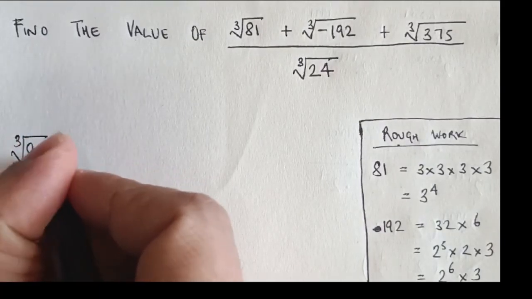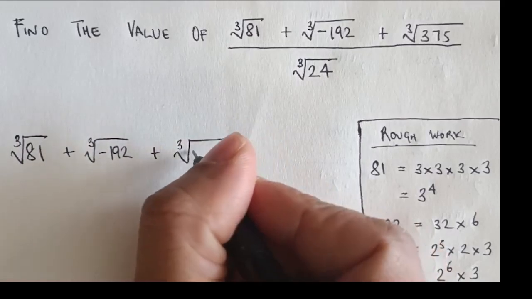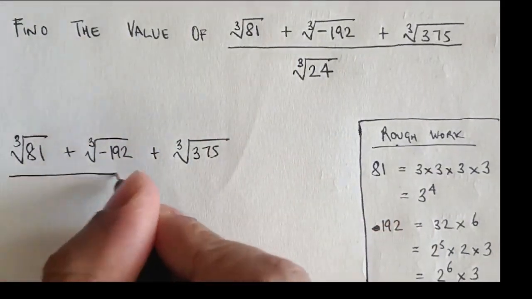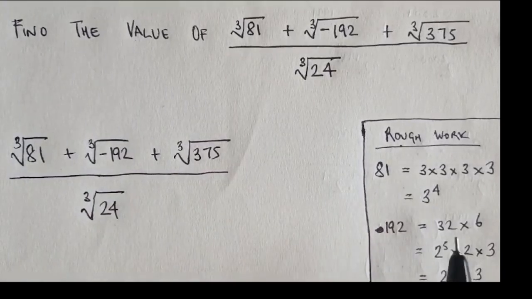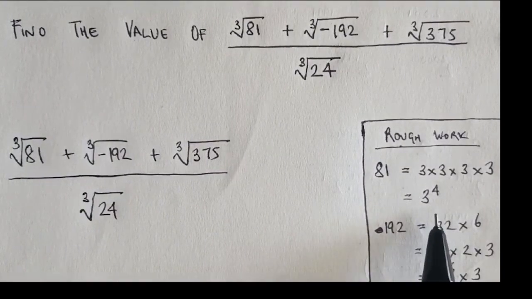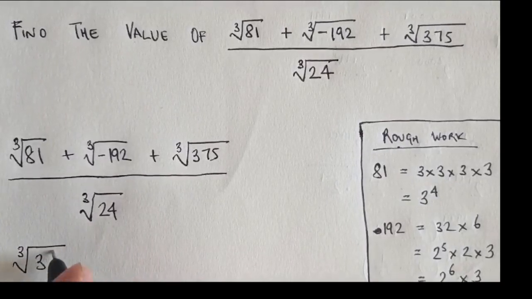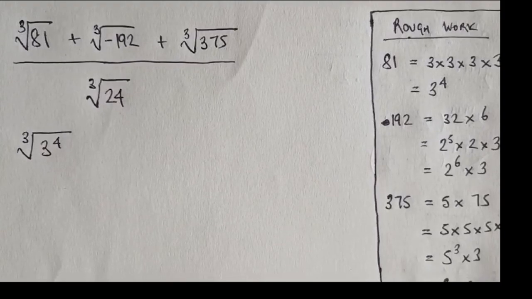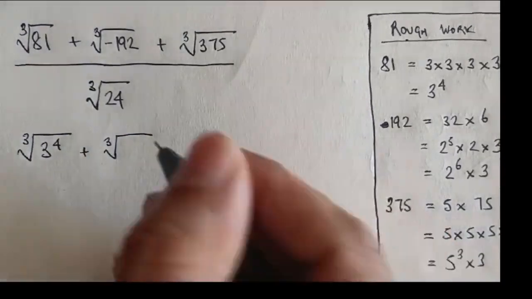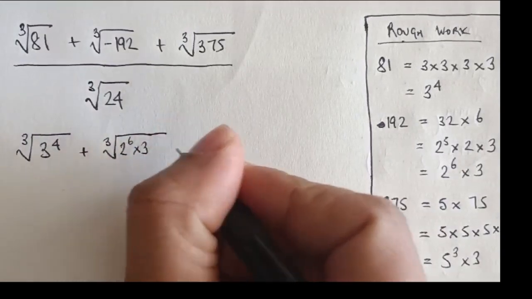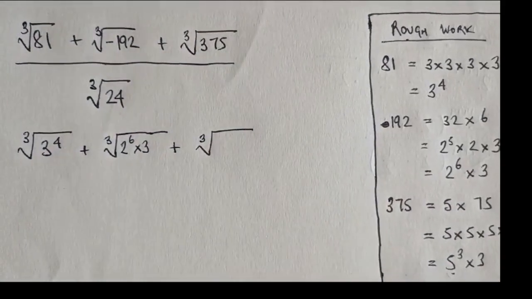Cube root of 81 plus the cube root of minus 192 plus the cube root of 375 divided by the cube root of 24. So here we put the values of these numbers as they have been split up into factors. So 81 is nothing but 3 to the power of 4, minus 192 is nothing but 2 to the power of 6 into 3, and 375 is nothing but 5 cube into 3.